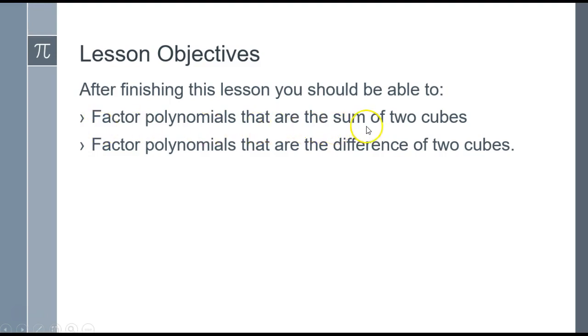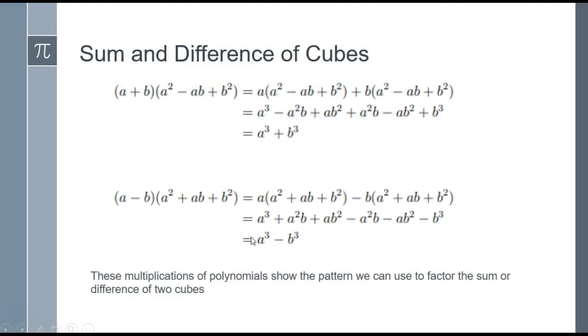Factor polynomials that are the sum of two cubes. In other words, two things that are perfect cubes of something that are added together, or in the case of a difference, one is subtracted from the other. So we're going to start a little bit backwards here. I want to start with a multiplication problem.